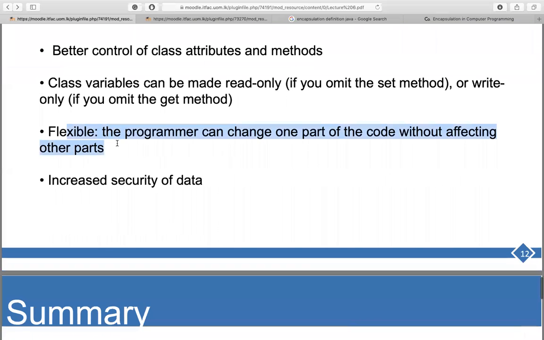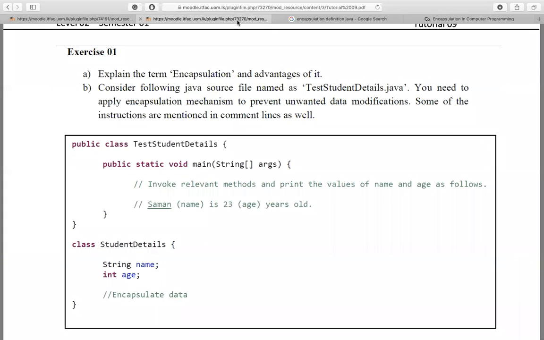So that means the programmer can change part of the code without affecting other parts. Otherwise, it increases the security of the data. So data is private, so others can't access it. There are public methods available, and through these methods you can access those private attributes. That is what we call encapsulation.